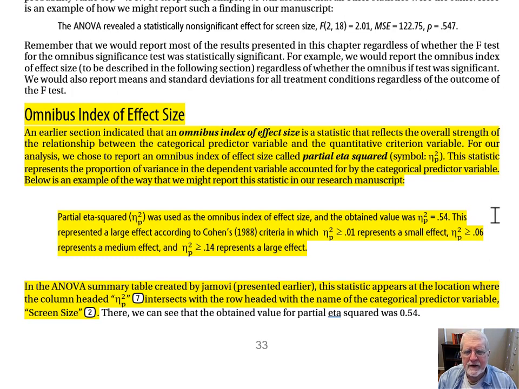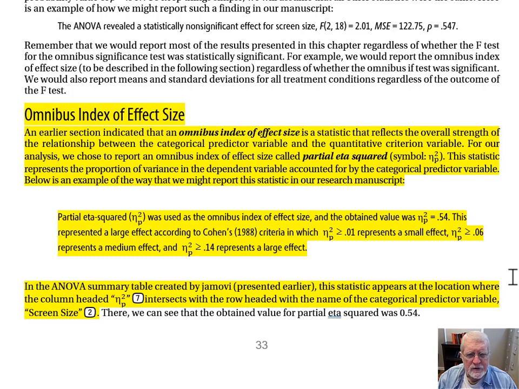Now, in some kinds of analyses, the definition for it is a little bit more complex than that, but that's a good enough definition for our purposes. Below is the way that we might report this statistic in the manuscript. Partial eta squared was used as the omnibus index of effect size. The obtained value was 0.54.